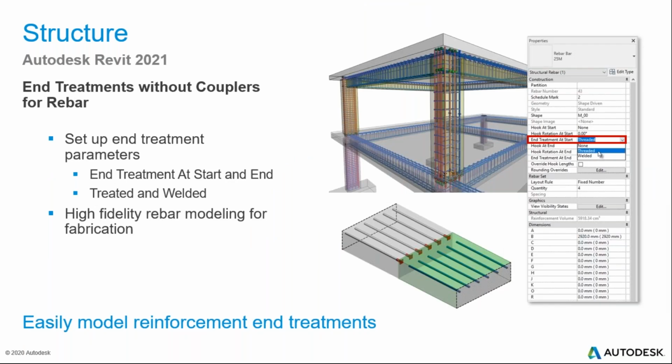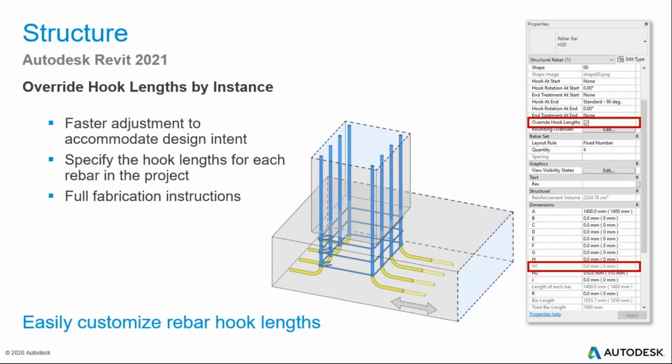In Revit 2021, now you can add an end treatment to the end of any rebar without the need for a rebar coupler. Select any rebar and change the end treatment to start or end to any of the values defined in the project. This functionality provides structural engineers and detailers with greater control over reinforcement end treatments.